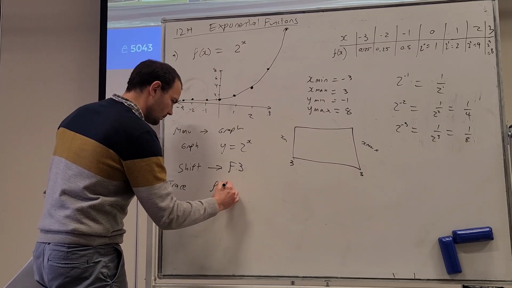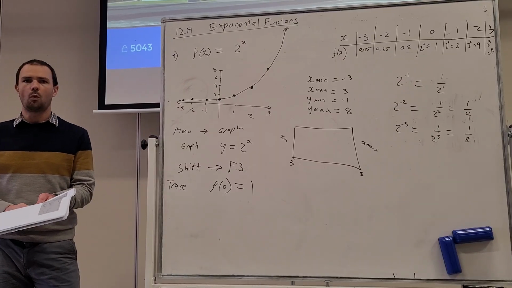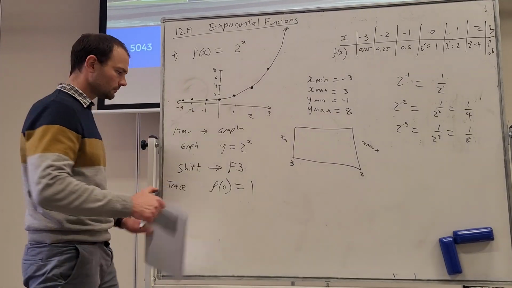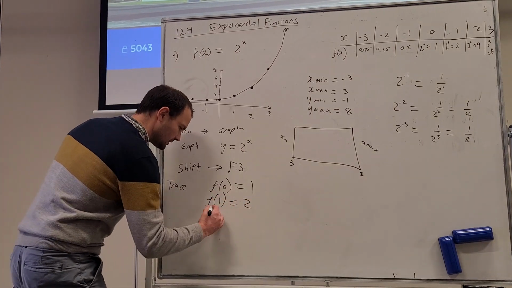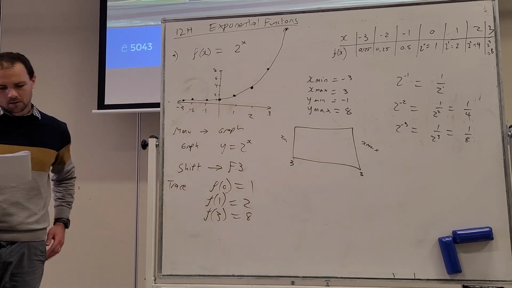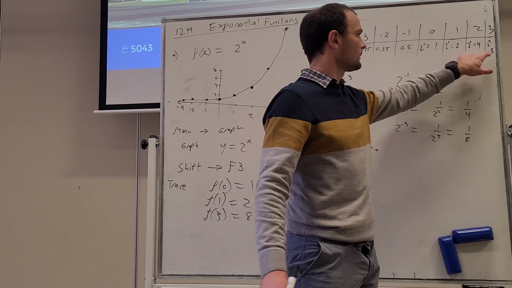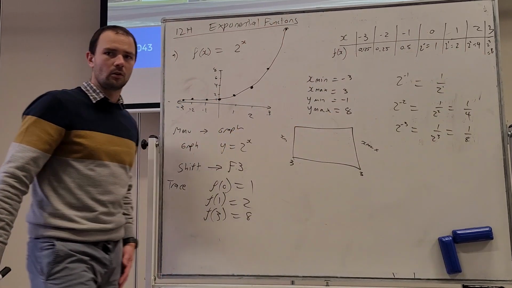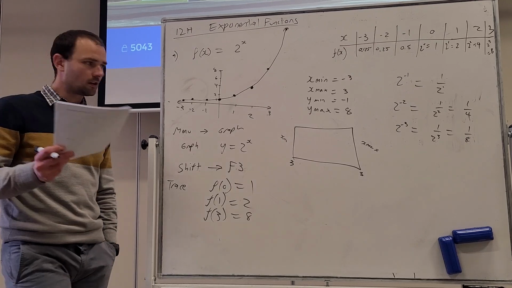So we've got f of 0 is 1. Also corresponds with the y-intercept, right? What else are we asked for? f of 1 will be 2, and f of 3 will be 8. All right, so we can see they correspond with the table of values here, and we can trace them along on the graphics calculator. Next, use technology to solve the equation.